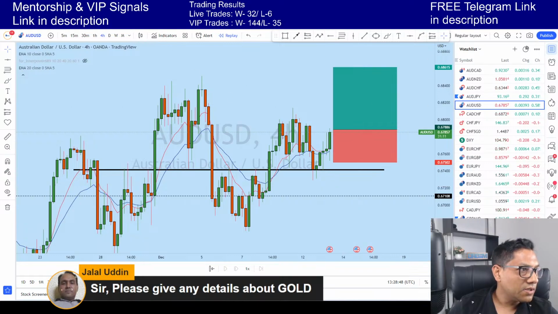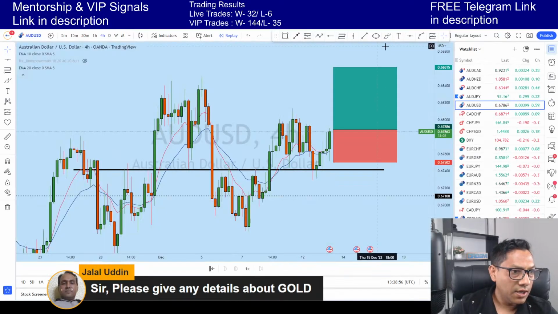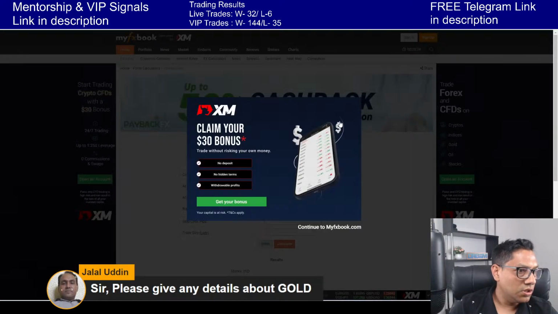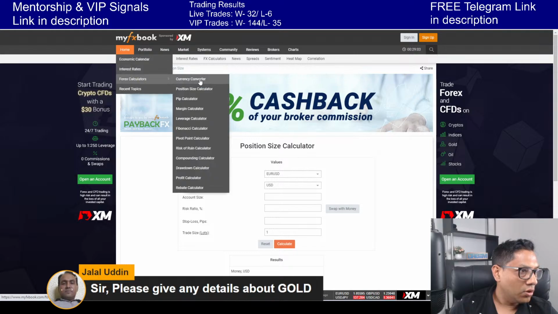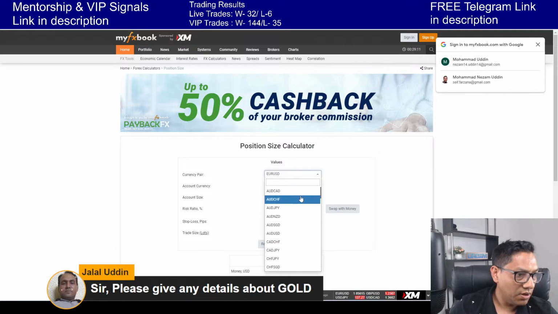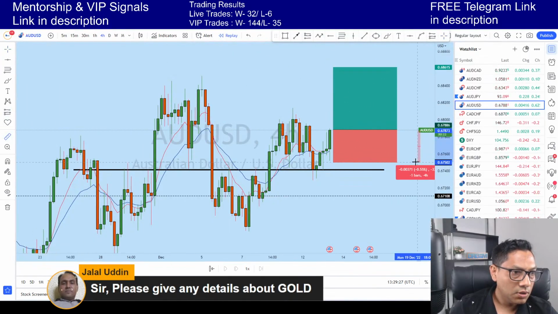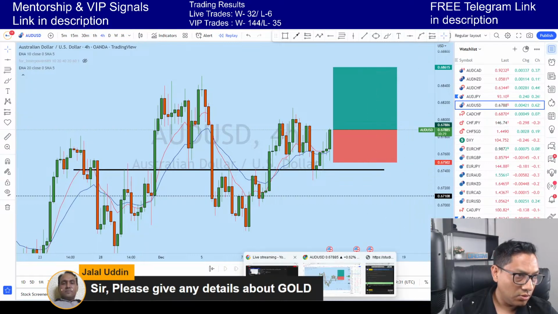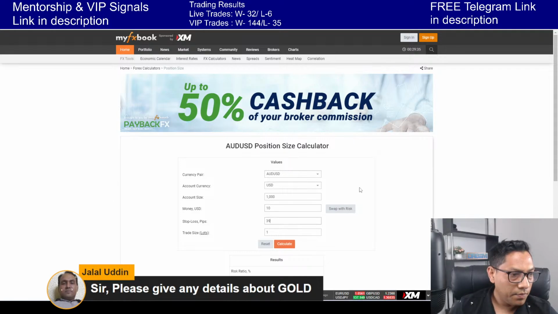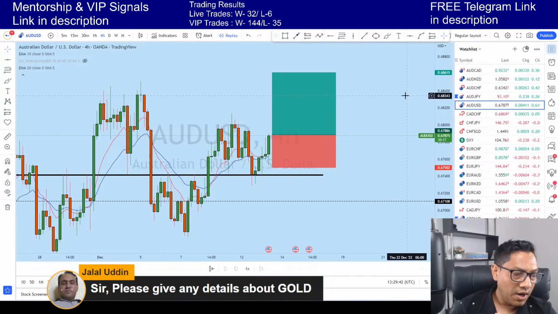So only 1% risk. Let me show you how to calculate the risk: myfxbook.com. If you don't have a risk calculator in MT4, you can use this website, which is completely free. Go to the Forex calculator, position size calculator, and then AUD USD. The news is being released and we might see an aggressive move. Account size is 1000, so $10 risk on the trade, and the stop loss is around 39 pip as a rule of thumb. So with 39 pip, we see around 0.03 lot buy on AUD USD, and I will explain the strategy behind it.